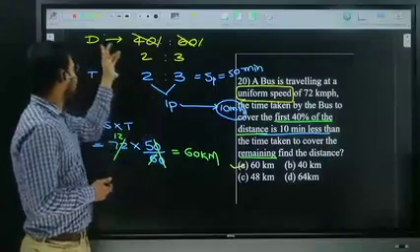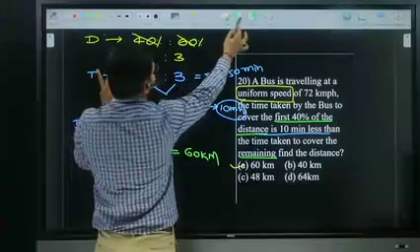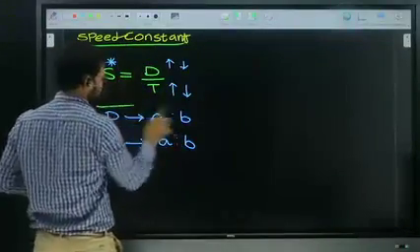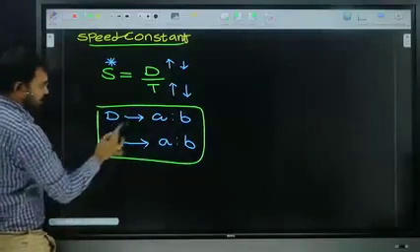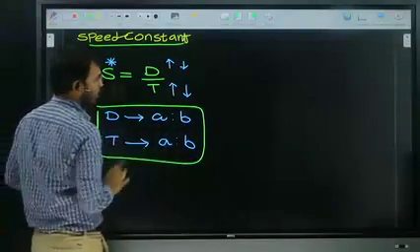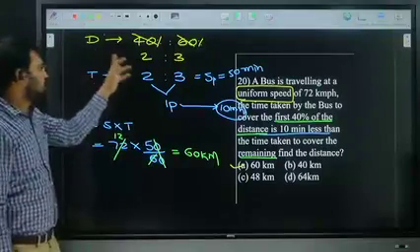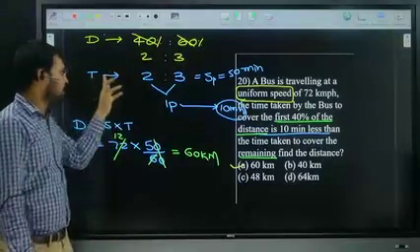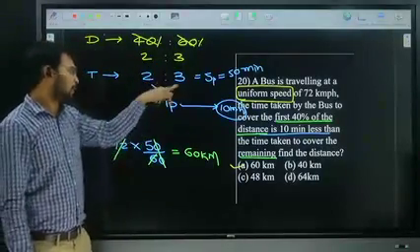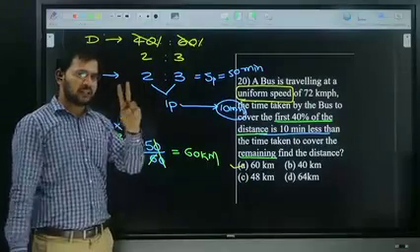Because I already explained, distance and time are directly proportional to each other. If distances are in the ratio A is to B, times are also in the ratio A is to B. That is the reason. If distances are in the ratio 2 is to 3, timings are also in the ratio 2 is to 3. So compared to the second one, the first case is 2 parts, the second case is 3 parts.